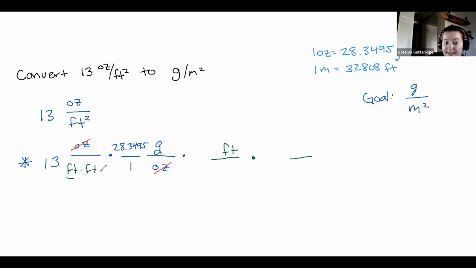Same thing happens for the second one. Feet is in the denominator, so I need to put it in the numerator. I go up to the conversion factor I found. I have 1 meter is equal to 3.2808 feet. Since feet is in the numerator, that forces meters to be in the denominator. And then I'm going to fill in my numbers. 1 meter is equal to 3.2808 feet.